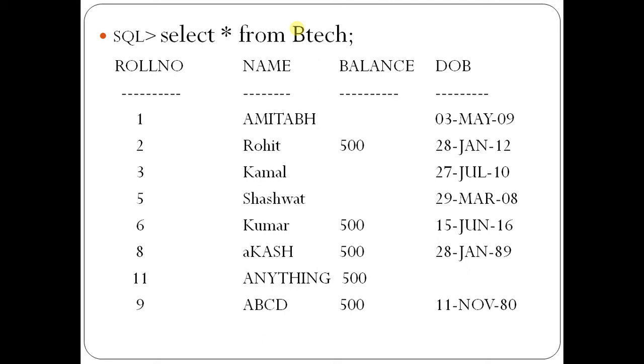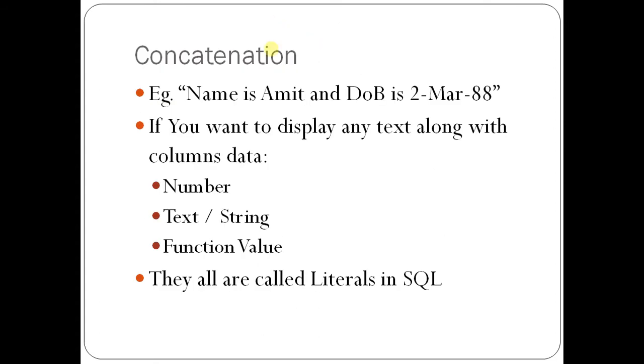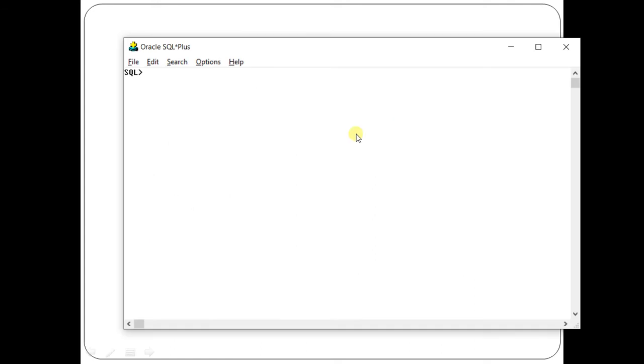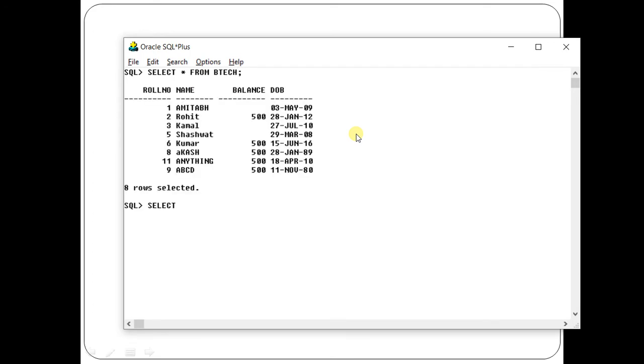Now, you might have seen that in certain bills, checks, it is written something like this. Dear Mr. XYZ, your bill amount is this. So, in case of our table, suppose you want to display that name is a value from the table and date of birth is again a value from the table. We have a table, select star from BTEC, and you want to display my name is and values.